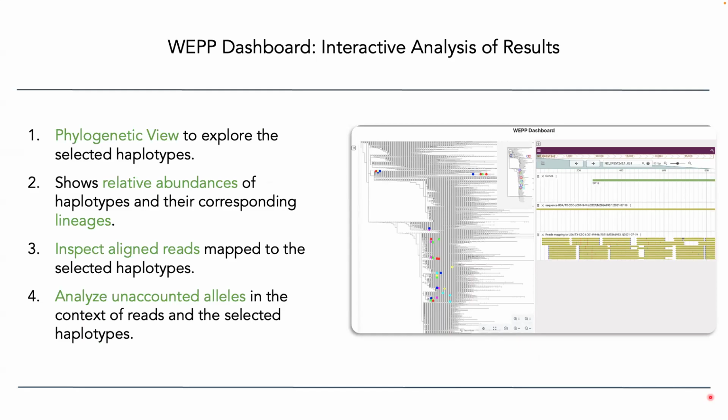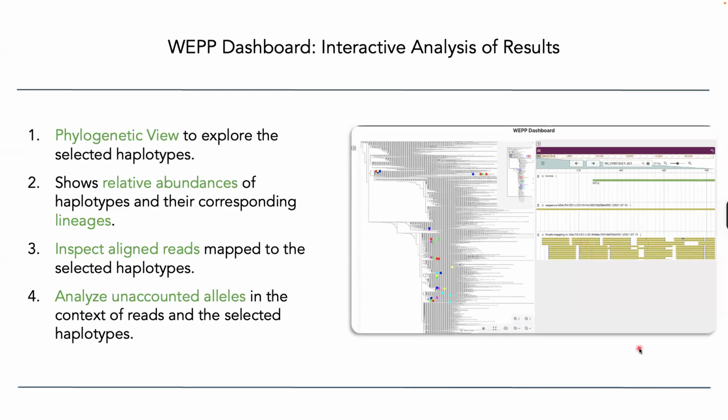The dashboard provides a phylogenetic view to explore where the selected haplotypes are located in the phylogenetic tree of millions of clinical sequences, and along with information such as relative abundances of each haplotype and its associated lineage, it helps users to understand how the haplotypes are related to each other and track different haplotype clusters. In addition to that, we also display aligned reads from the wastewater samples mapped to the selected haplotype, allowing fine-grained tracking than traditional lineage-based tools enable.